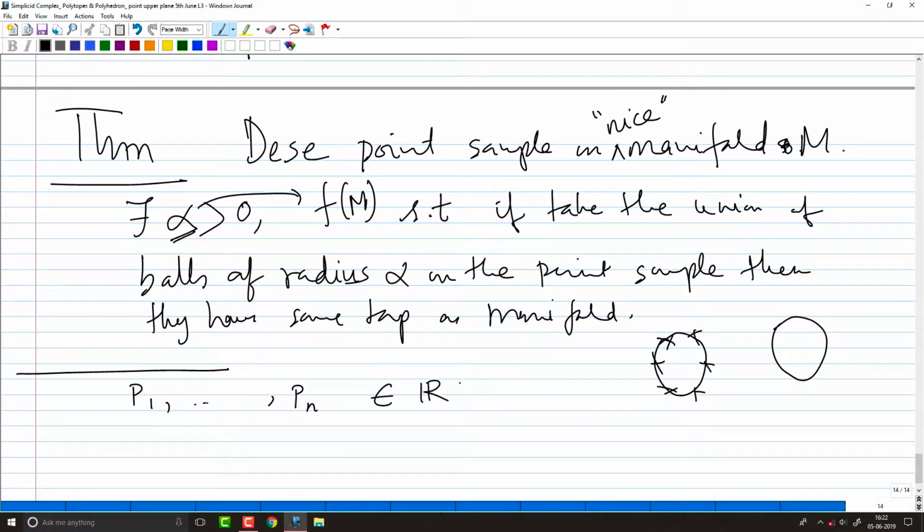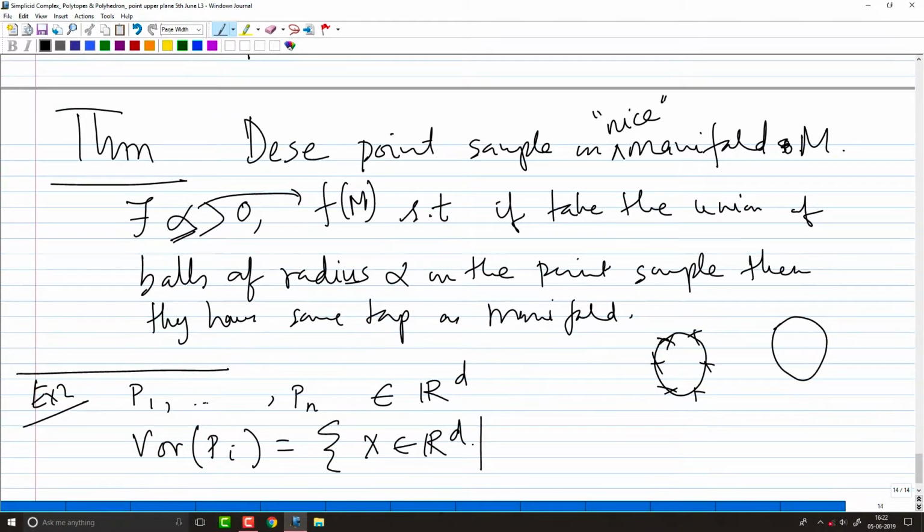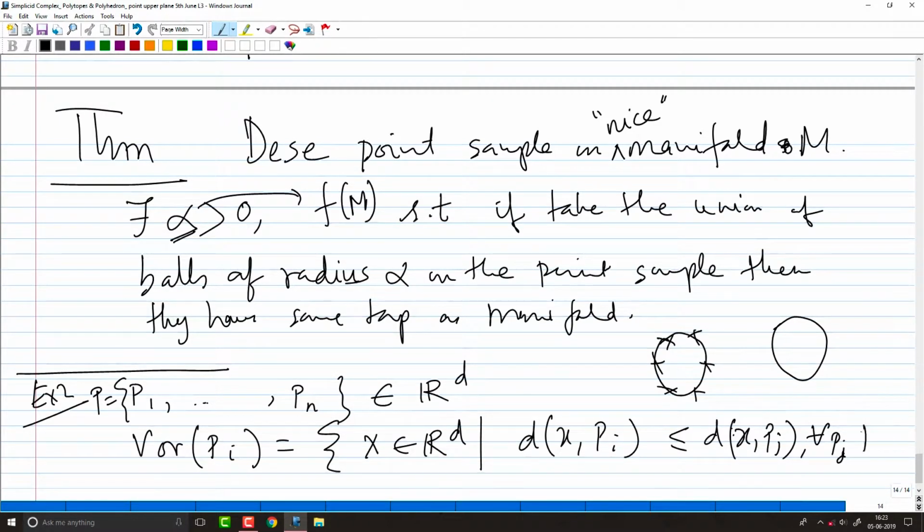So, let us say I have n points in R^d. I will give you another example, example 2. You can compute the Voronoi diagram, the Voronoi cell of each p_i. What is it? All those x belonging to R^d such that the distance between x and p_i is less than or equal to the distance between x and p_j, for all p_j in the set, let us call it capital P. This is the Voronoi cell of a point.